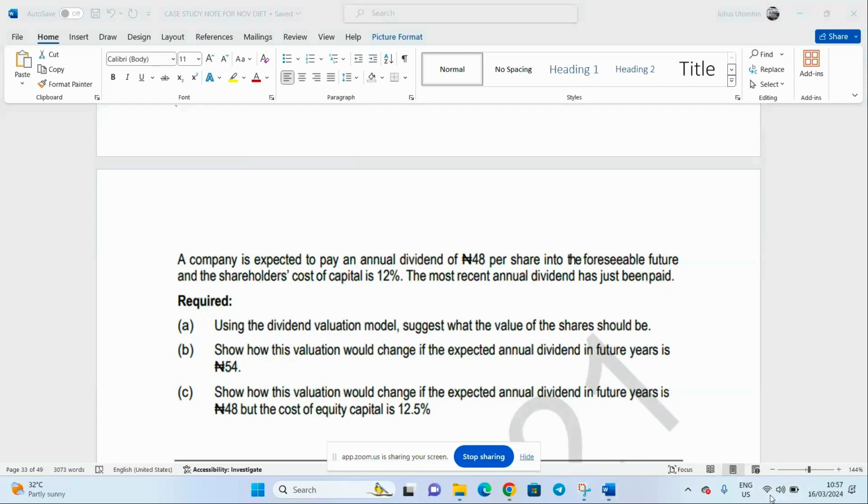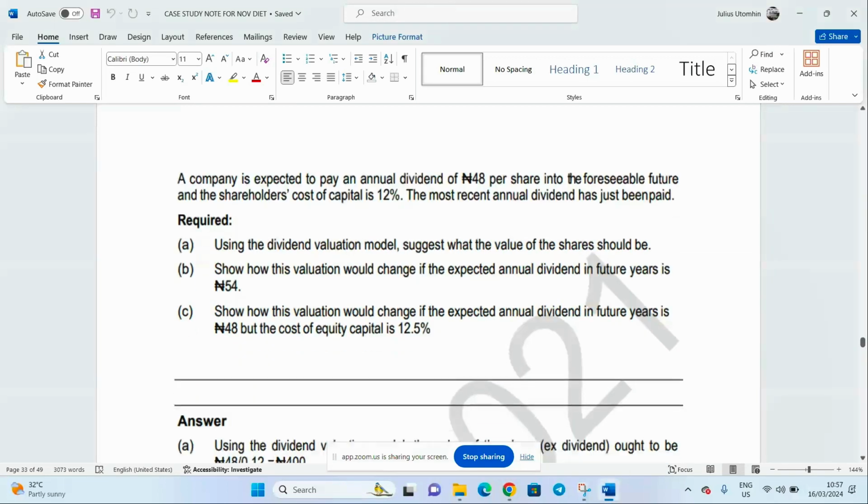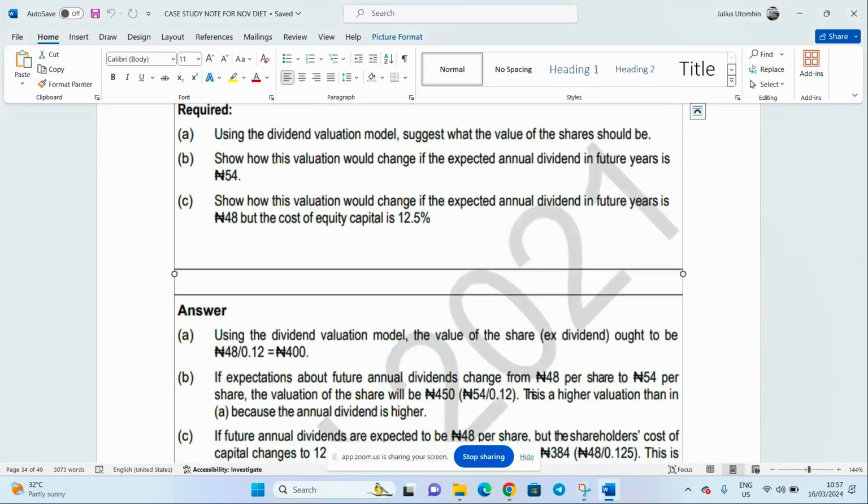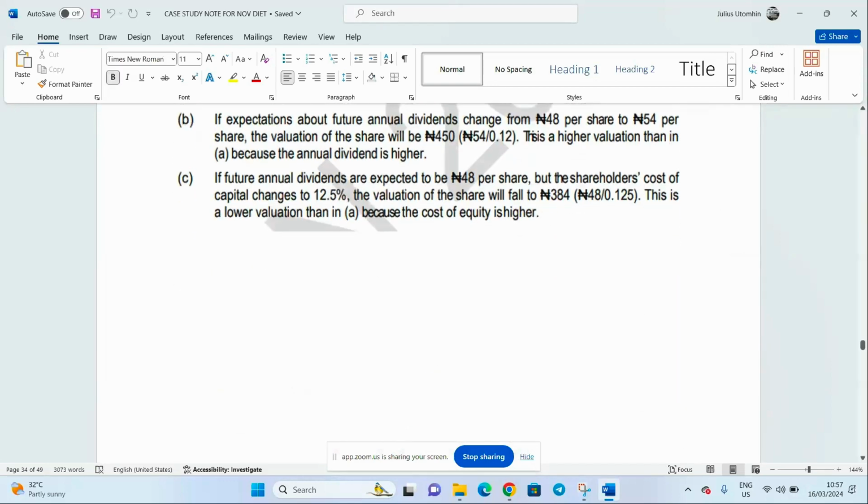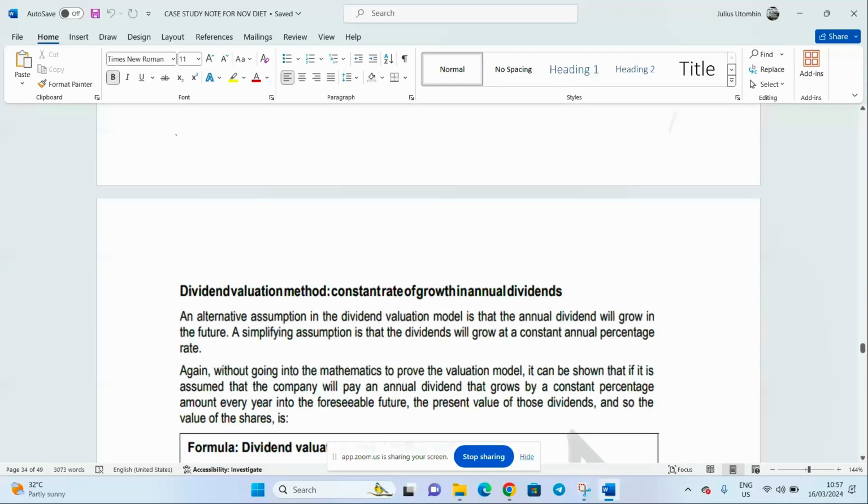Excellent. So, do B and C as classwork, everybody. B is 450. What of C? C is 384. If you don't know how we get those figures, 450 and 384, you can raise your hand and let us know.